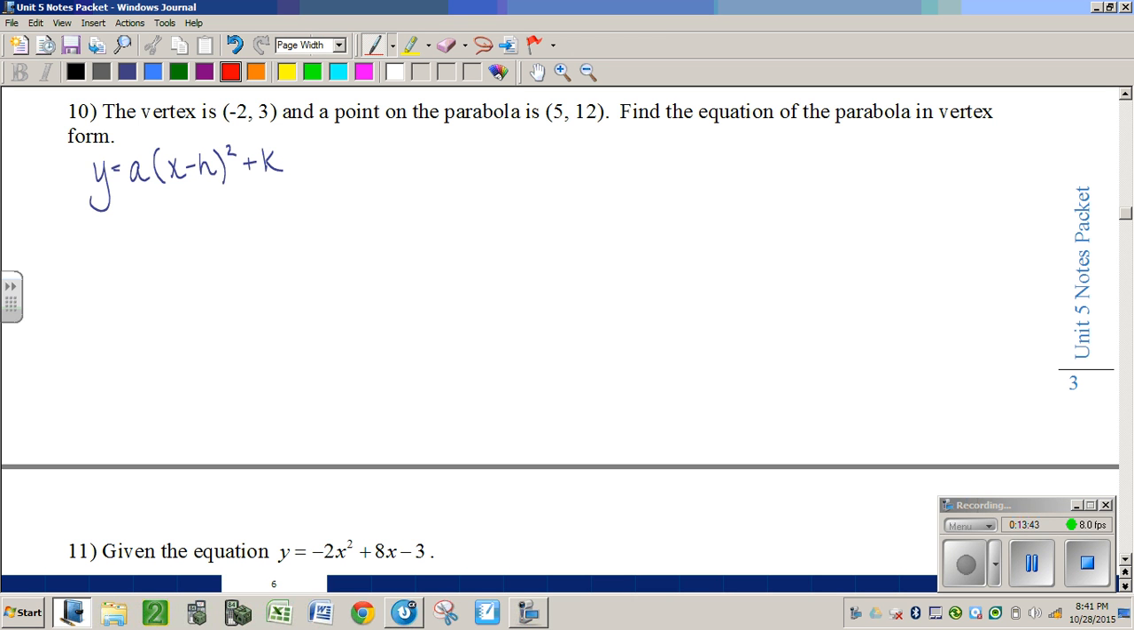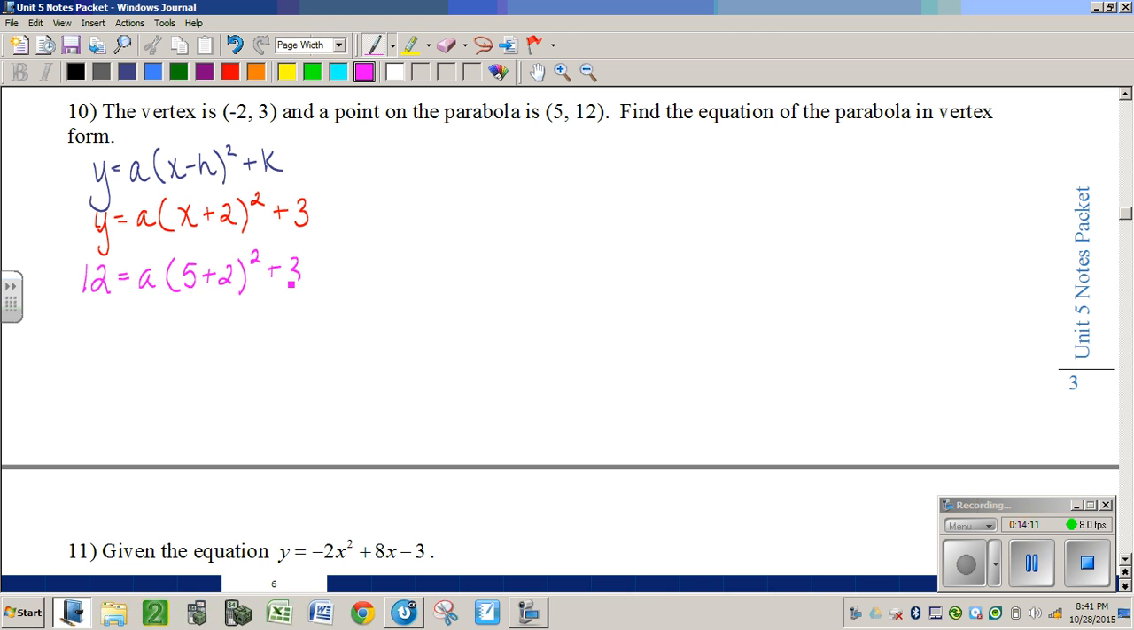Alright, so taking a look at this, we're going to put in our vertex. So we have y equals a times x plus 2. Remember to change that. Plus 3. Okay, and they said that a point on the parabola is 5, 12. So I'm going to go ahead and substitute that in. Notice the only thing that we are left with is our a value, so we're going to have to find a. Alright, so what I want you to do now is go ahead and simplify and find me a.